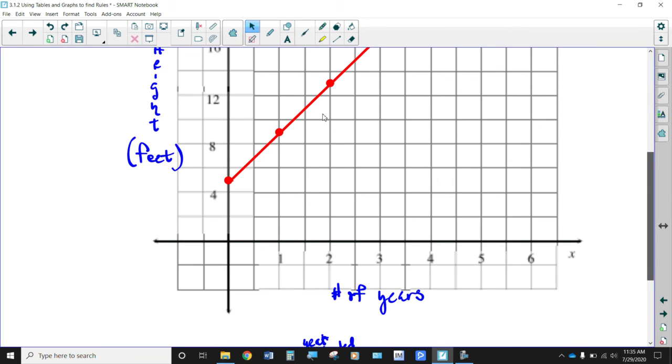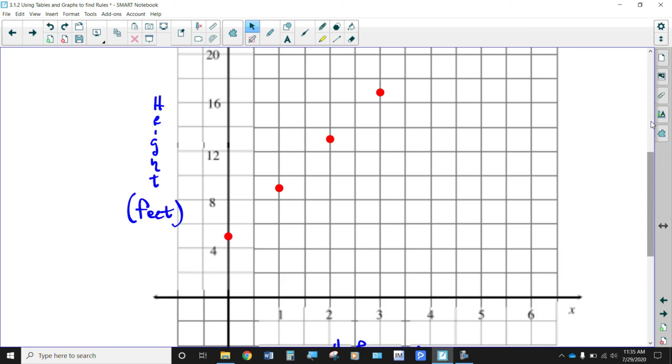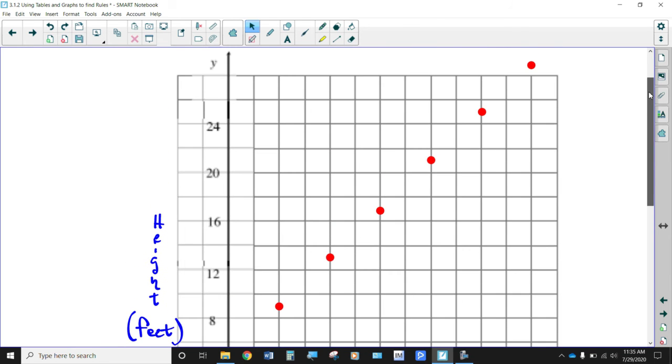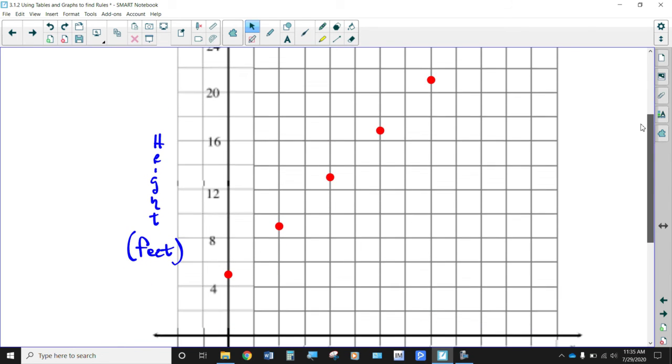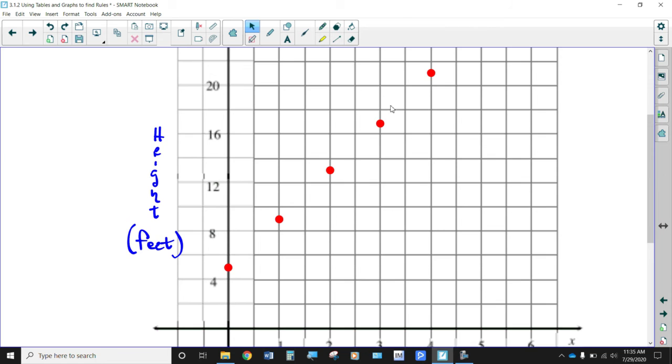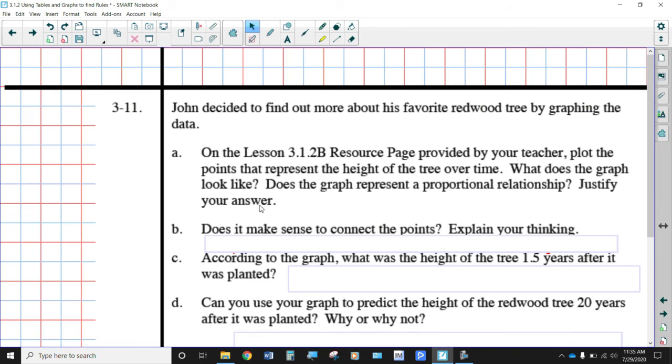So it does form a straight line, but the question now is, should we connect the dots? Is it okay to connect the dots? There are 2 different types of graphs that we can have here: one where we connect the dots and one where we don't. So what do you think about this? Does it make sense to connect those points?